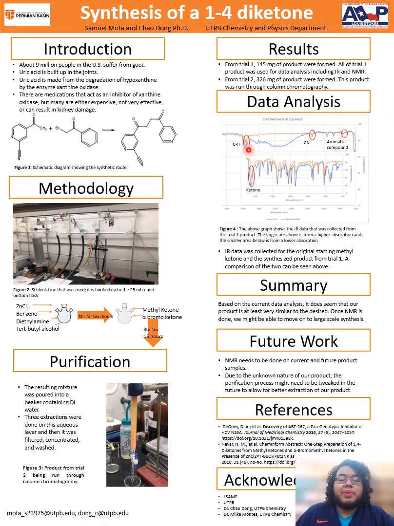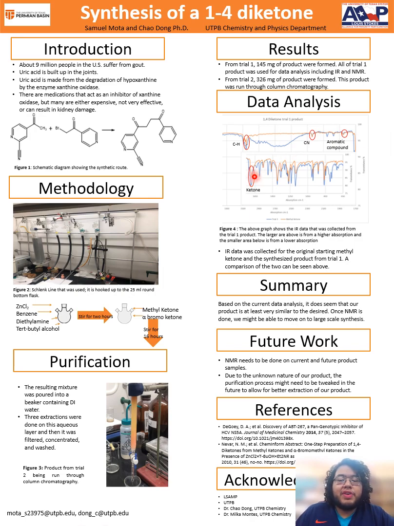Here in the 3000 range we can see the CH stretching of both our methyl ketone and our product from trial 1. In the 2200 range we see that we have like a cyanide group in the same place, and we also in the 1800 range have an aromatic compound, and in the 1700 range we have a ketone. So in other words, they're very similar, which is good, but they're also different, which is just as equally good.